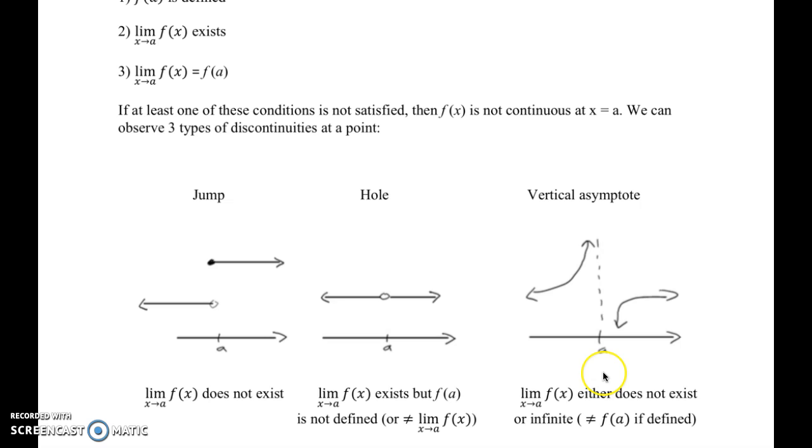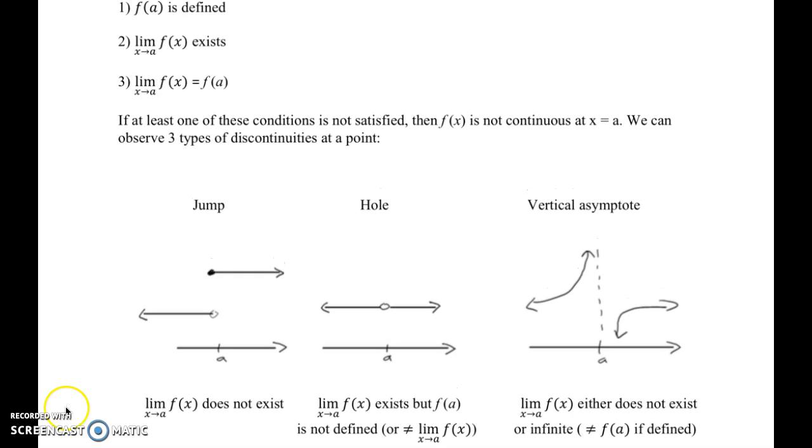Then we have the idea of a vertical asymptote. Either the limit will not exist or it is infinite. So if we look at the limit, it's not equal to f of a if it's defined, which violates the third condition, where the limit has to equal f of a. And over here, you can see our vertical asymptote. Vertical asymptotes are a little bit different than the actual hole. It's a different type of discontinuity, but you'll be able to tell who is who just by whether the limit exists or does not exist.